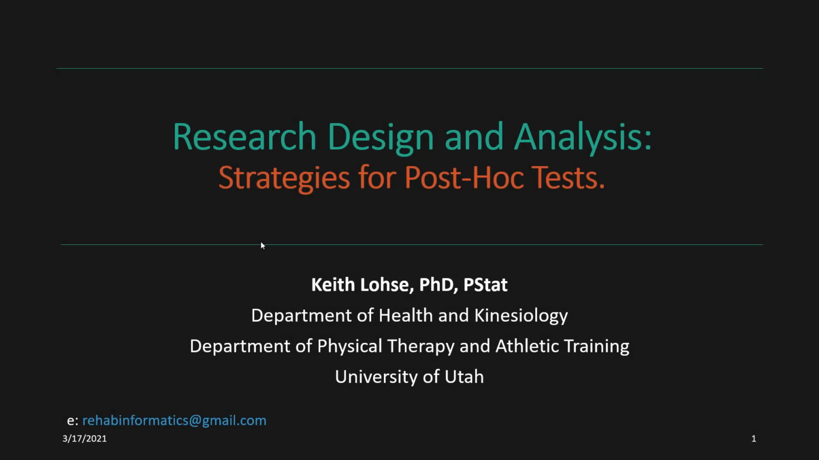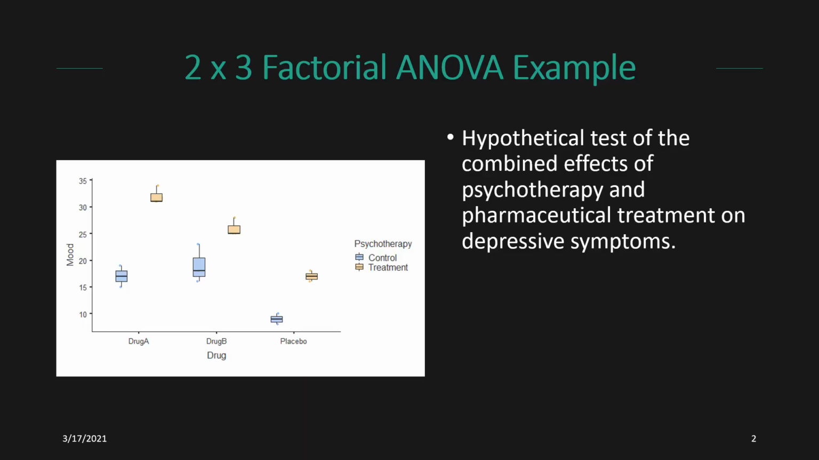In today's video we're going to be talking about strategies for post-hoc tests and thinking about what we need to do when we're running a factorial ANOVA and we have multiple levels of a variable. So we might be getting a statistically significant main effect or a statistically significant interaction, and that tells us that there are differences among our groups, but we don't know precisely where those differences lie, so we need to follow up those omnibus F tests with individual paired comparisons to understand which groups are different from which other groups.